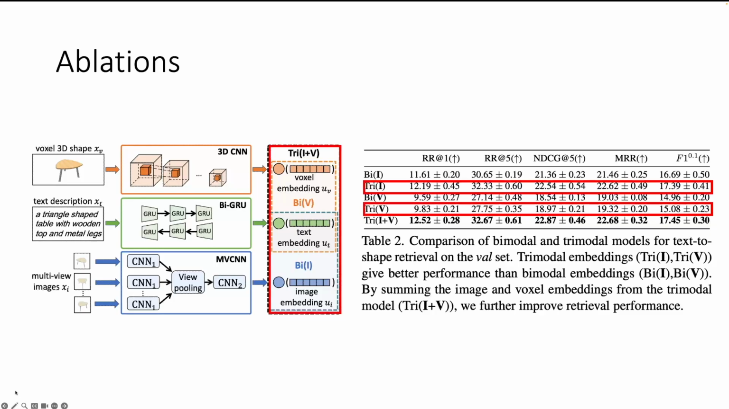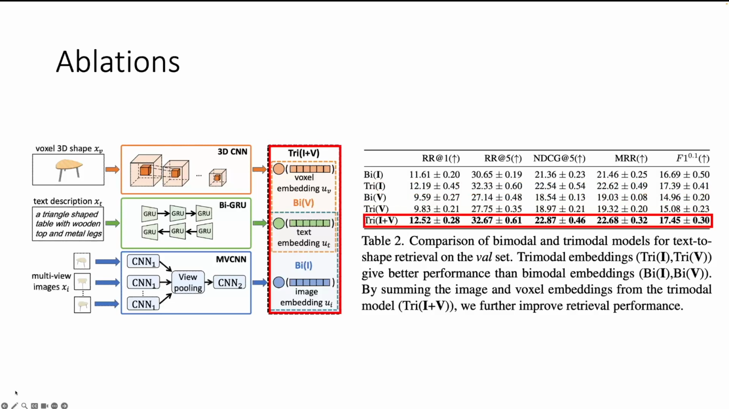Here, Tri-I and Tri-V indicate that we only use the image or voxel embeddings when calculating the cosine similarity with text embeddings for retrieval, whereas Tri-I plus V uses both the image and voxel embeddings averaged for retrieval. We can see that our trimodal model utilizing all the embeddings acquires the best performance across both retrieval metrics and shape similarity metrics, verifying the effectiveness of our trimodal contrastive loss.